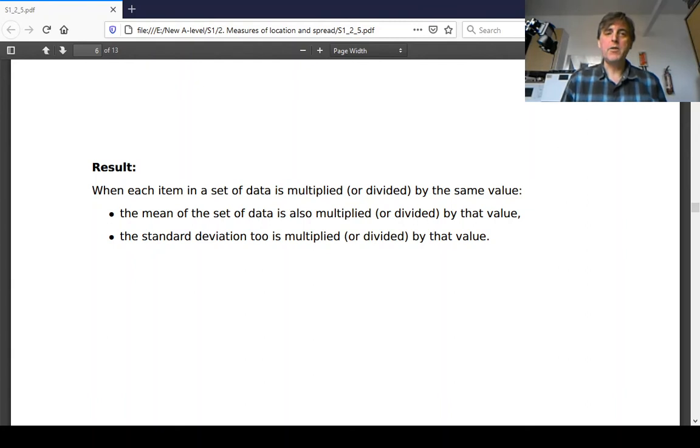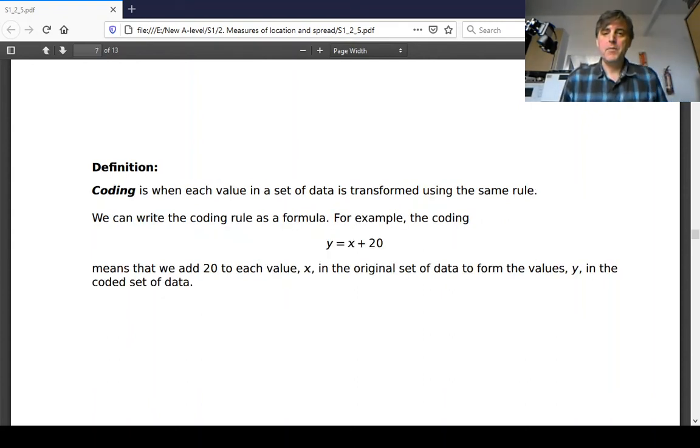So here we go then. So here's the result that we might want to make use of. When each item in a set of data is multiplied or divided by the same value, then the mean is also multiplied or divided by that same value, and the standard deviation too is multiplied or divided by that value. I'm hoping we're making sense of this so far, because this is a really important and useful idea in statistics when we're dealing with sets of data.